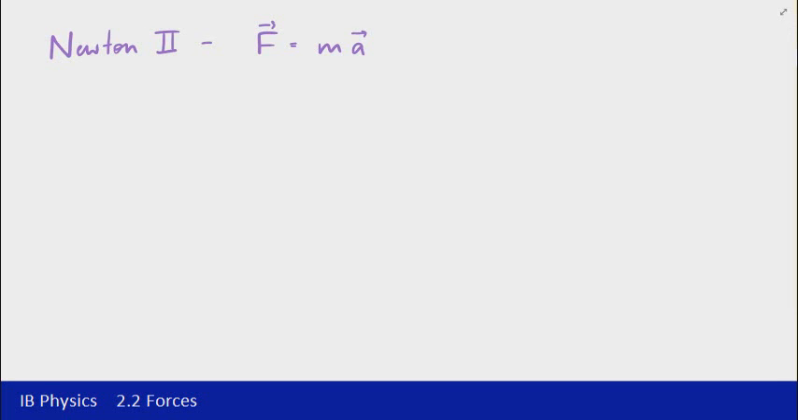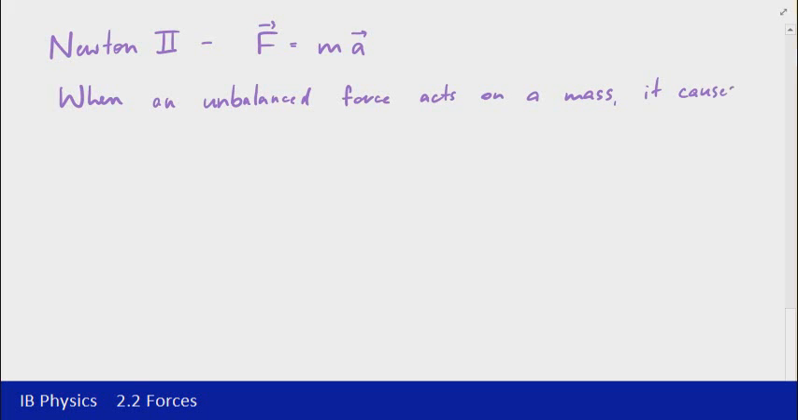In the previous video we looked at Newton's first law. In this video we're going to look at Newton's second law, and that's pretty much summarised by the equation you can see there, F equals ma. In words, what we would say is that when an unbalanced force is applied to an object, or when an unbalanced force acts on a mass, probably a better way to put it, it causes the mass to accelerate.